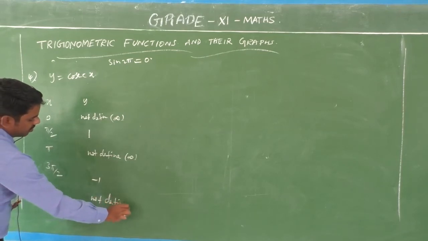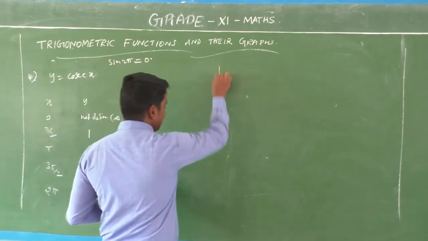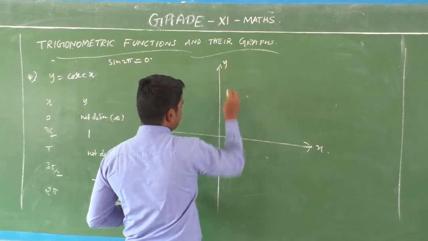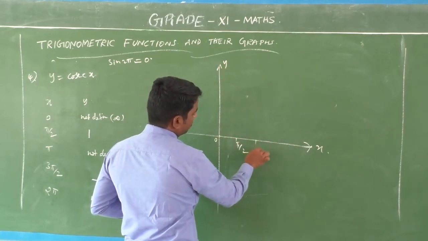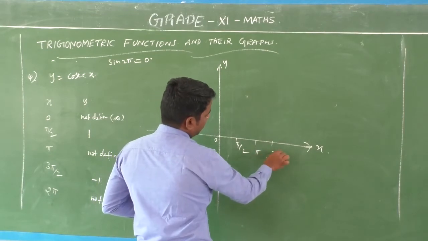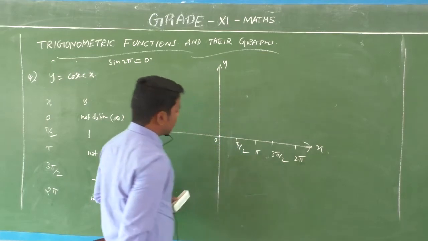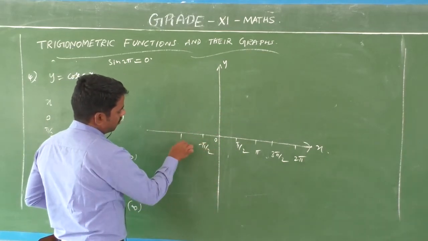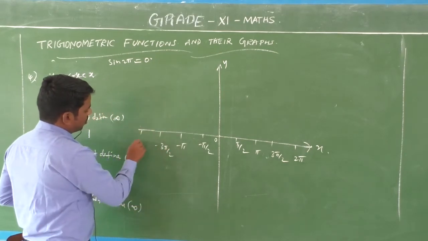Take the x axis and y axis. Mark 0, pi by 2, pi, 3 pi by 2, and 2 pi. Next, minus pi by 2, minus pi, minus 3 pi by 2, minus 2 pi.